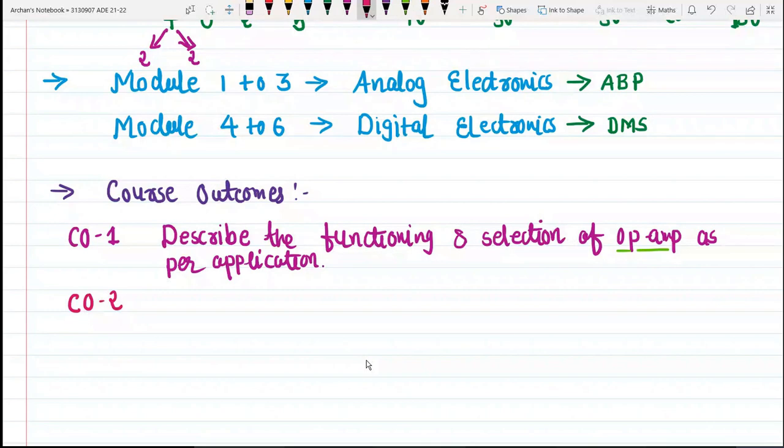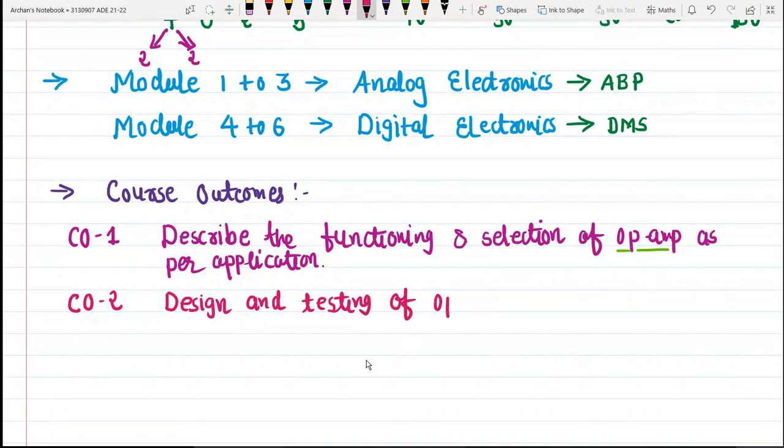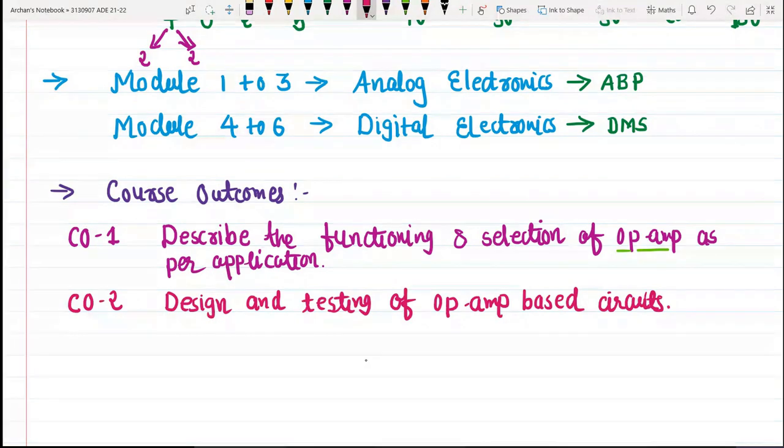The second course outcome is, you will be able to design and test operational amplifier based circuits. Once we have gone through the different modules of analog electronics, you will be able to design a particular circuit based on the operational amplifier for different applications.